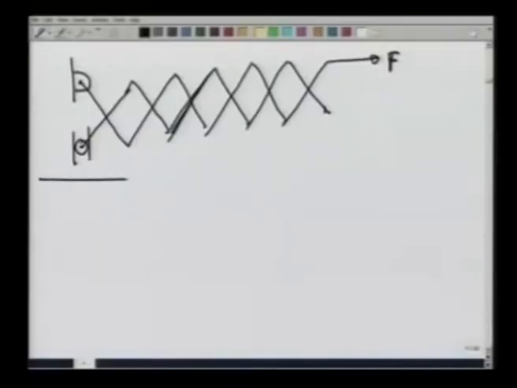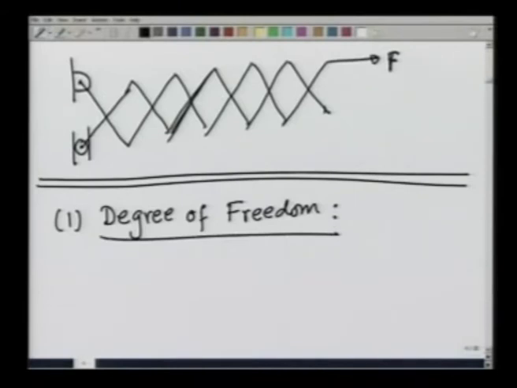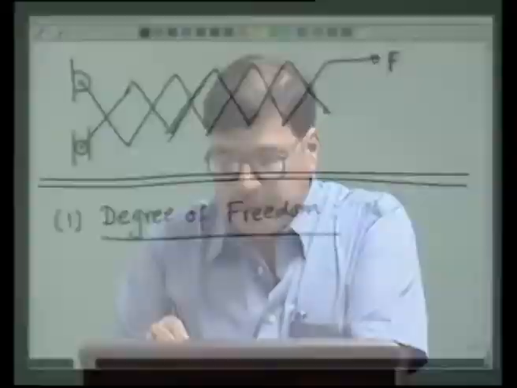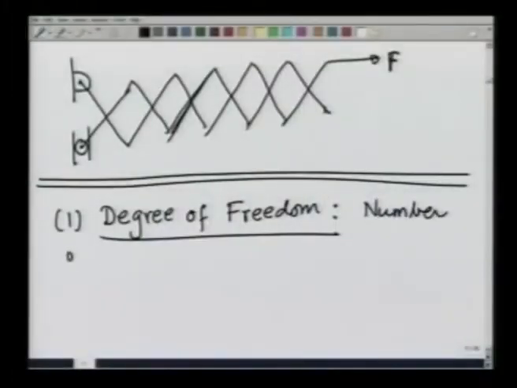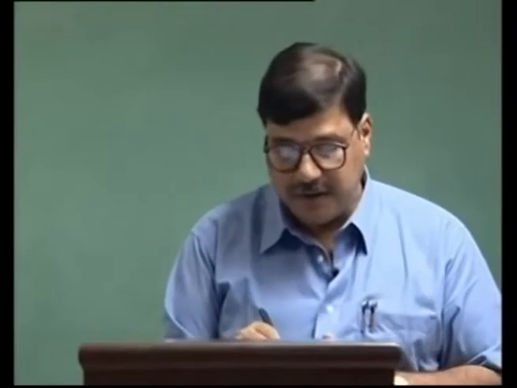So to develop the method, we need certain terminologies. Let me now go over them. So now we are going to go over some terminologies that are going to be used in the method of virtual work. First, let us define degree of freedom of a system. The degree of freedom of a system is the number of parameters, and it will be clear when I give an example, required to specify the position, the orientation and all that, of the system.